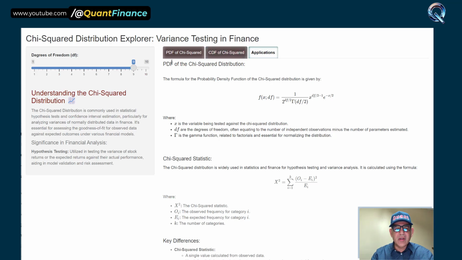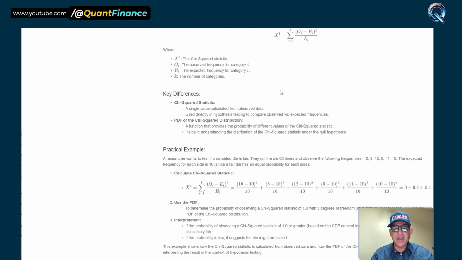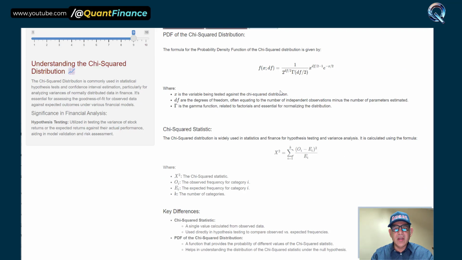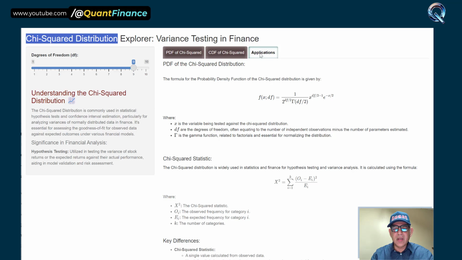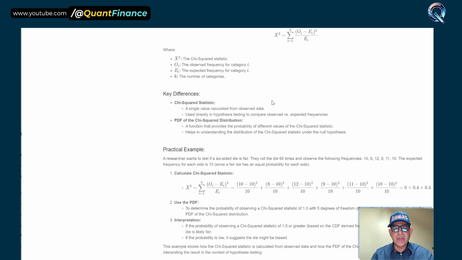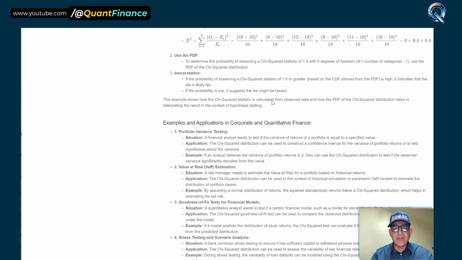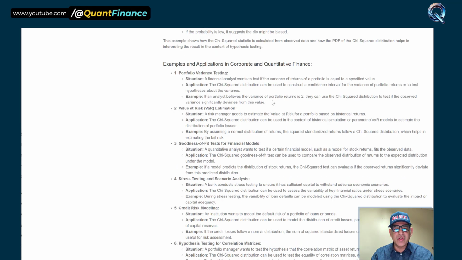Welcome, and we are talking about chi-square distribution, and specifically in this learning about the application of chi-square distribution in finance. I am in the application tab of this interesting tool that I have designed and developed for studying the chi-square distribution.